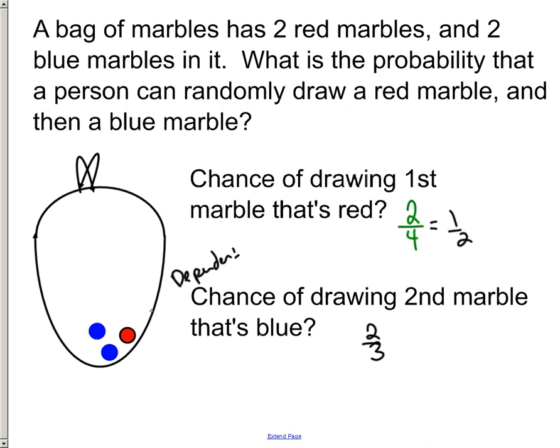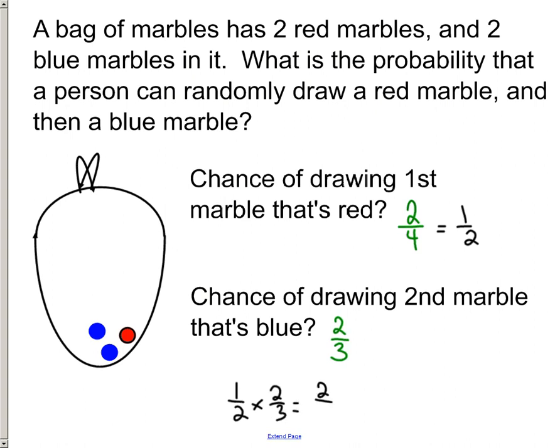So what's the odds of drawing a red marble followed by a blue marble? You're going to take these 2 numbers and you're going to multiply them. So 1/2 times 2/3, what you get is 2/6. What's this simplify down to? 1/3. You'd have a 1 out of 3 chance of drawing a red marble and then a blue marble.